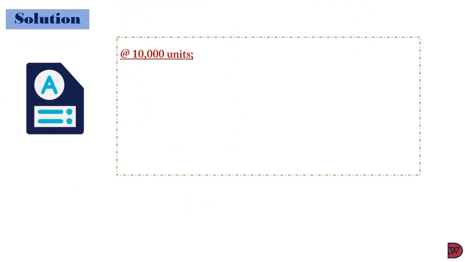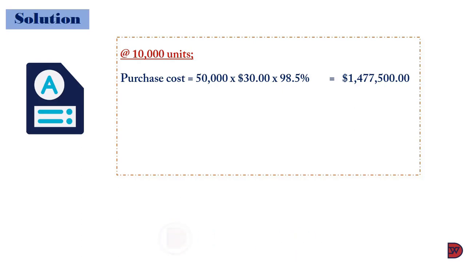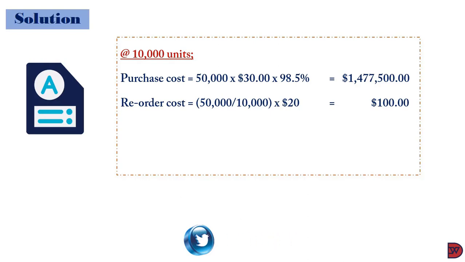We move on to the other segment, which is 10,000 and above. So we choose the lower one, 10,000 units. We start with the purchase cost: 50,000 annual demand, multiplied by purchase cost per unit, $30, multiplied by 98.5%, which is 100 less the 1.5% it comes with, leading to $1,477,500. The reorder cost is the 50,000 divided by the order quantity of 10,000, multiplied by the order cost per unit, which will lead to $100.